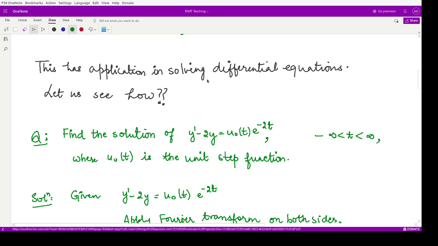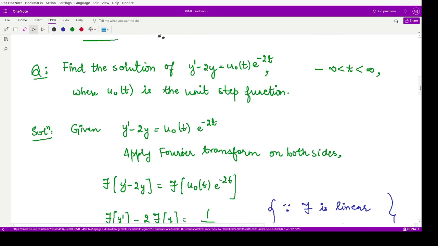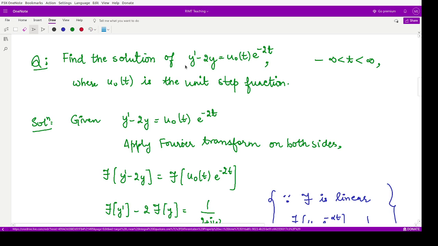So this has an application to solve differential equations. Let us proceed and see how this is true. Now we are to look for the solution of this differential equation: y dash plus 2y is equal to u naught t e to the power minus 2t, where t varies from minus infinity to infinity. What is this u naught t? That is the unit step function.